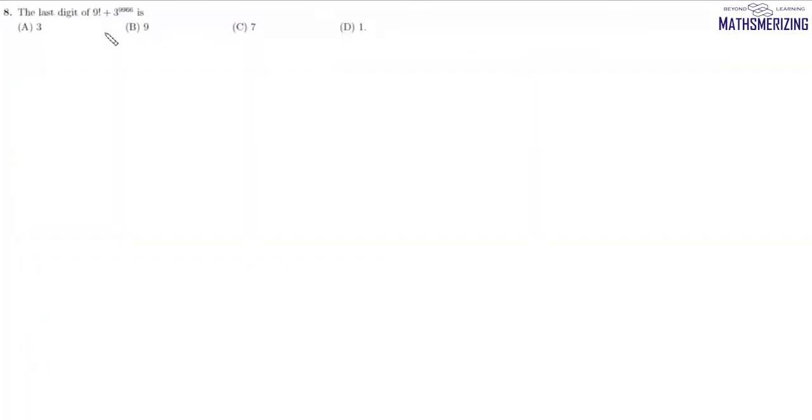Here the question is, find the last digit of factorial 9 plus 3 to the power 9966. Now factorial 9, we know that it has 2 into 5. So the last digit in this case will be simply 0.